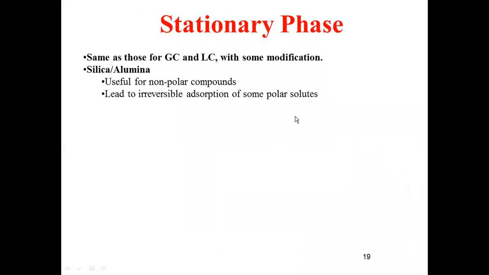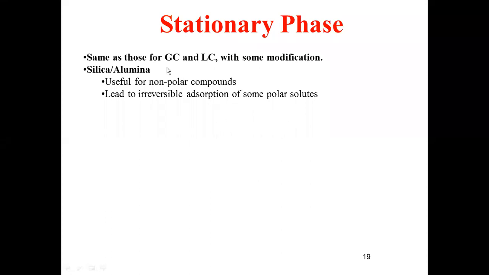So what are the commonly employed stationary phases in supercritical fluid chromatographic technique? Silica and alumina are the important stationary phases, or packing materials, which are very useful for the separation of non-polar compounds. Even polar compounds can be separated. But while using them as stationary phases for polar compounds, some unwanted adsorption will be the consequence, and this must be eliminated by chemical treatment of the stationary phase.